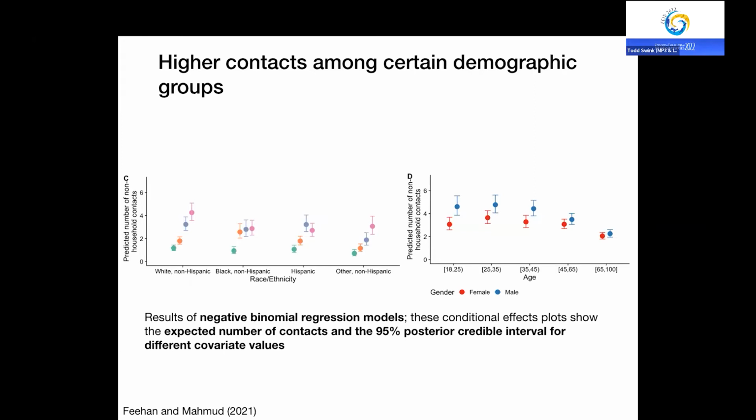And then if you look at the plot on the right, you can see the differences broken down by gender and by age group. In general, in our survey, males report higher levels of contact. And we also see generally higher levels of contact in the 25 to 45 age group compared to children and the elderly.